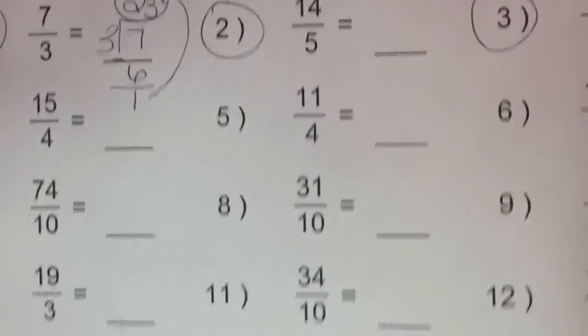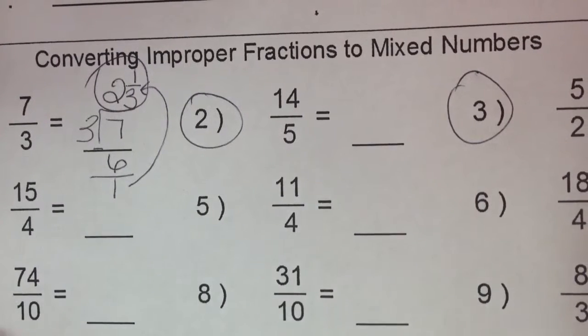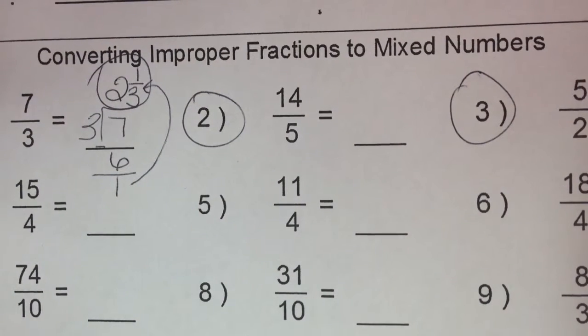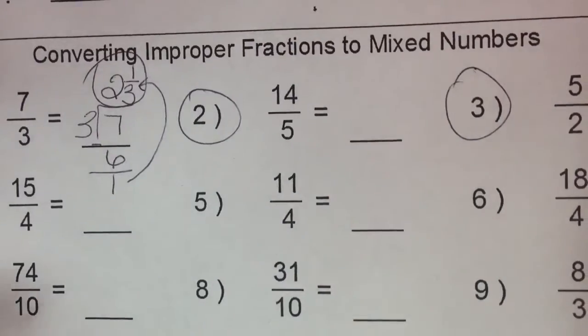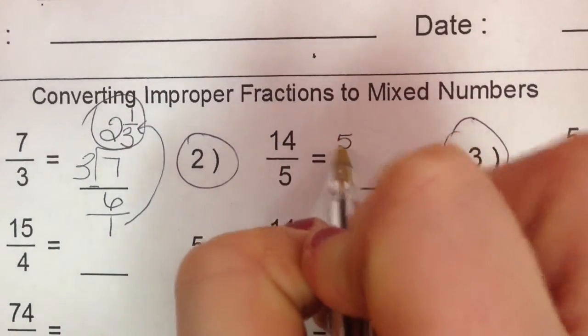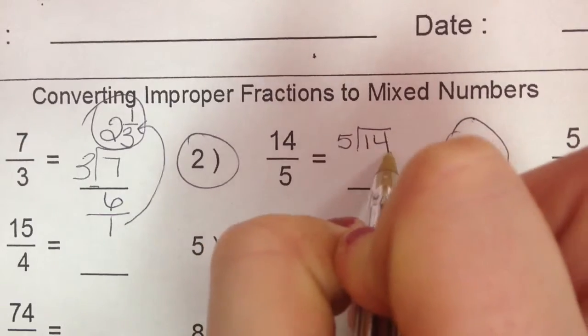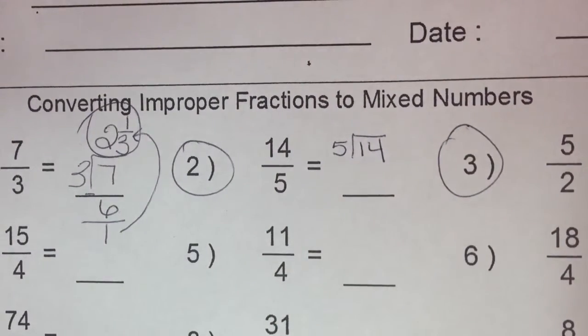Okay, now number 2. Because 14 is bigger than 5, it makes it a top-heavy fraction. So we have to tip it to the right again. So we get 5 divided by 14. And now we have to ask ourselves, how many times does 5 go into 14?